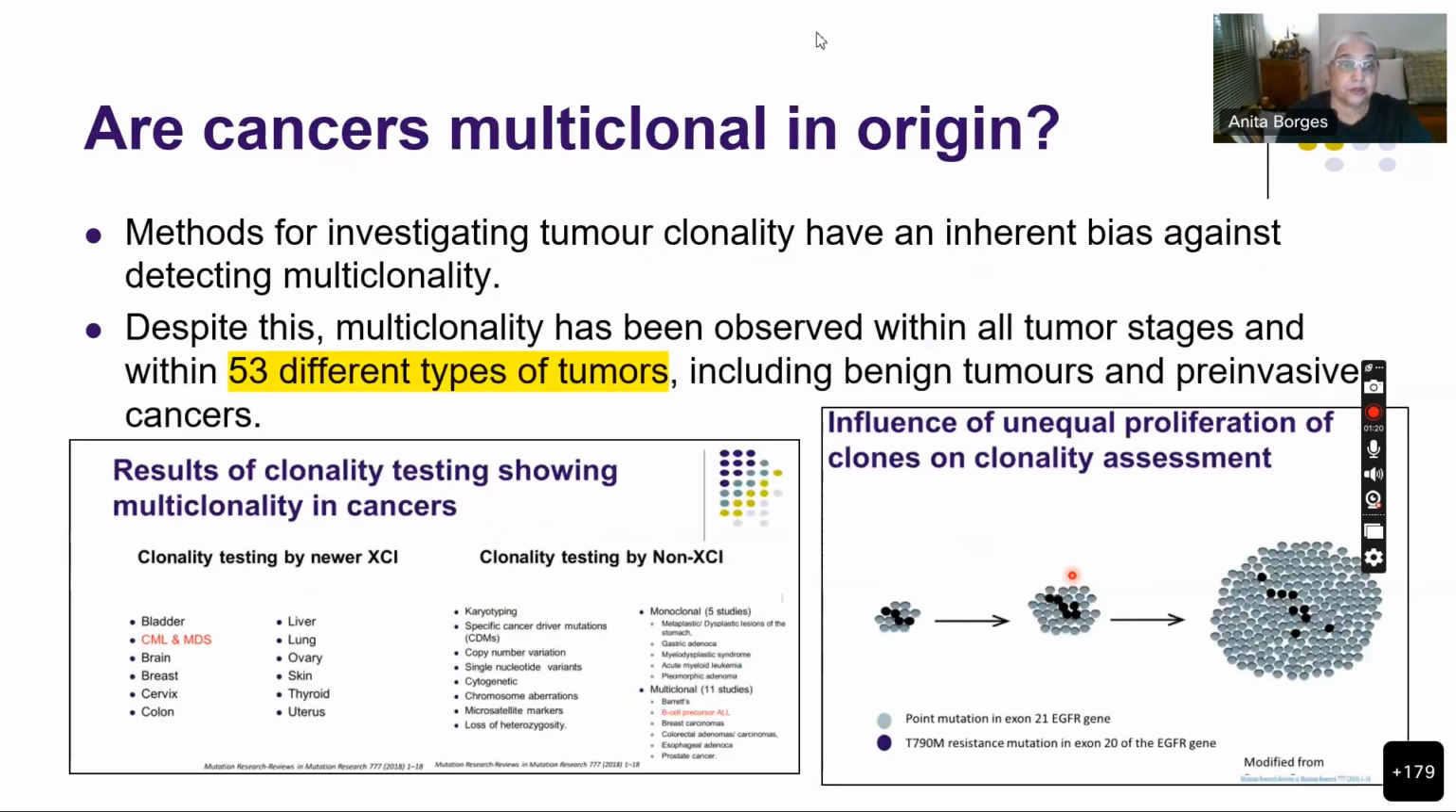Now, people who have studied multiclonality have found that there are at least 53 different types of tumors, and I've shown some of them over here. You need not go into reading that. 53 different types of tumors, whether they are benign or pre-invasive cancers or invasive cancers, have been shown to be multiclonal. And here is the iconic picture, if you wish, which I just drew.